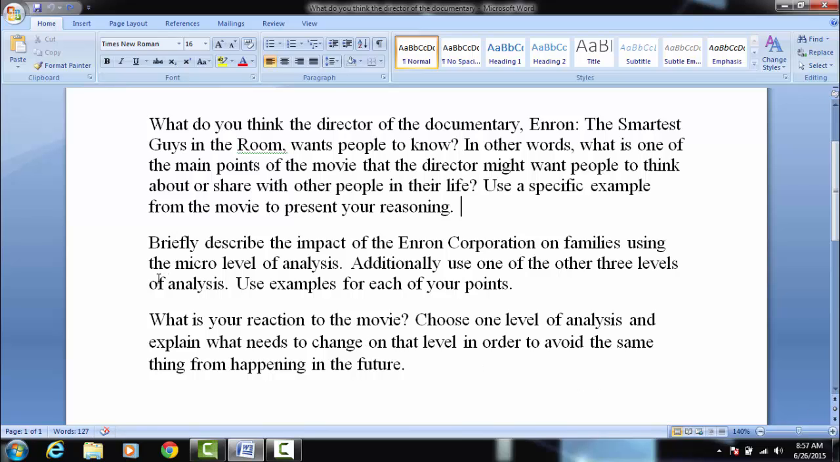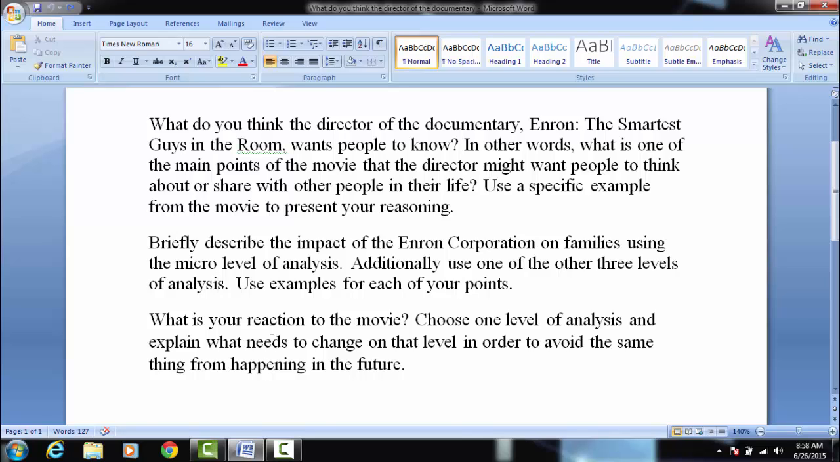Briefly describe the impact of the Enron Corporation on families using the micro level of analysis. This is very specific here. It's asking, briefly describe the impact of the Enron Corporation on families using the micro level of analysis. Additionally, use one of the other 3 levels of analysis. Use examples for each of your points.